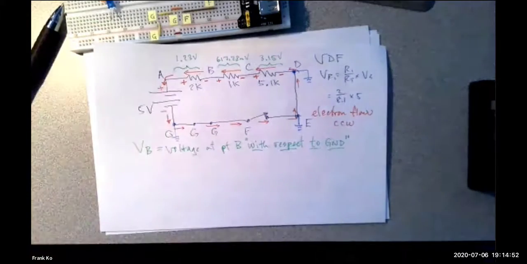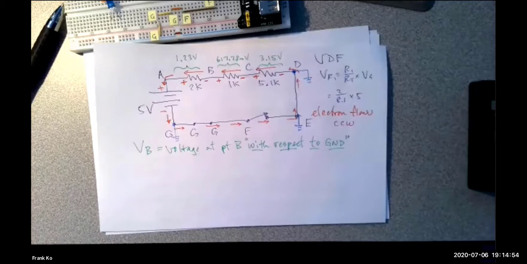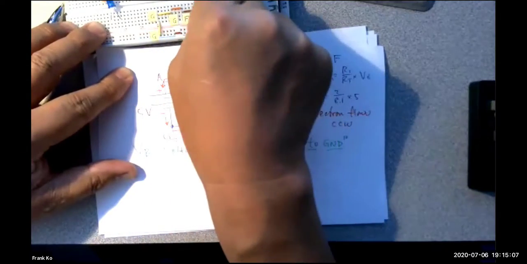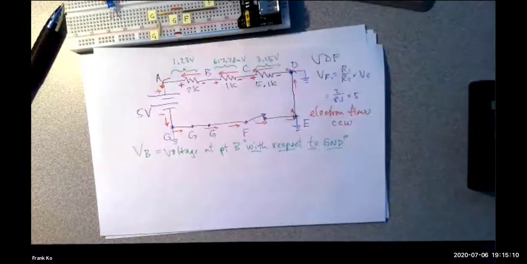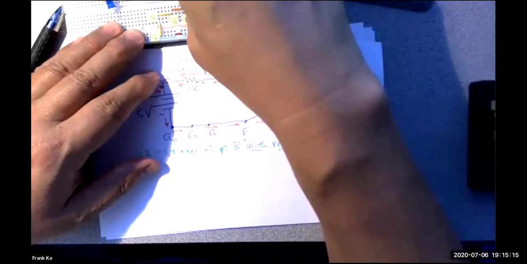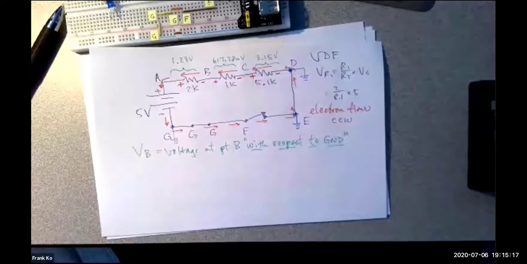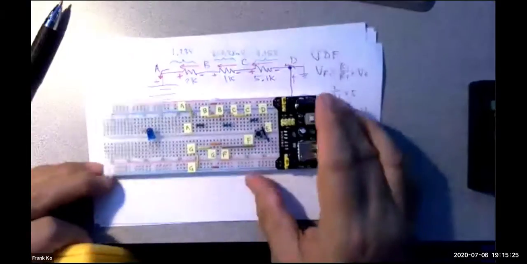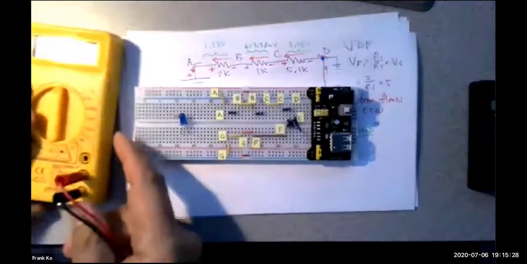So that means I am going to take a jumper and I'm going to hook it to ground. And ground is at point D. G, F, E, all of these are the same point when this switch is closed. And I'm going to take another probe and I'm going to put this to point B, which is right here. And I'm going to hook this up.